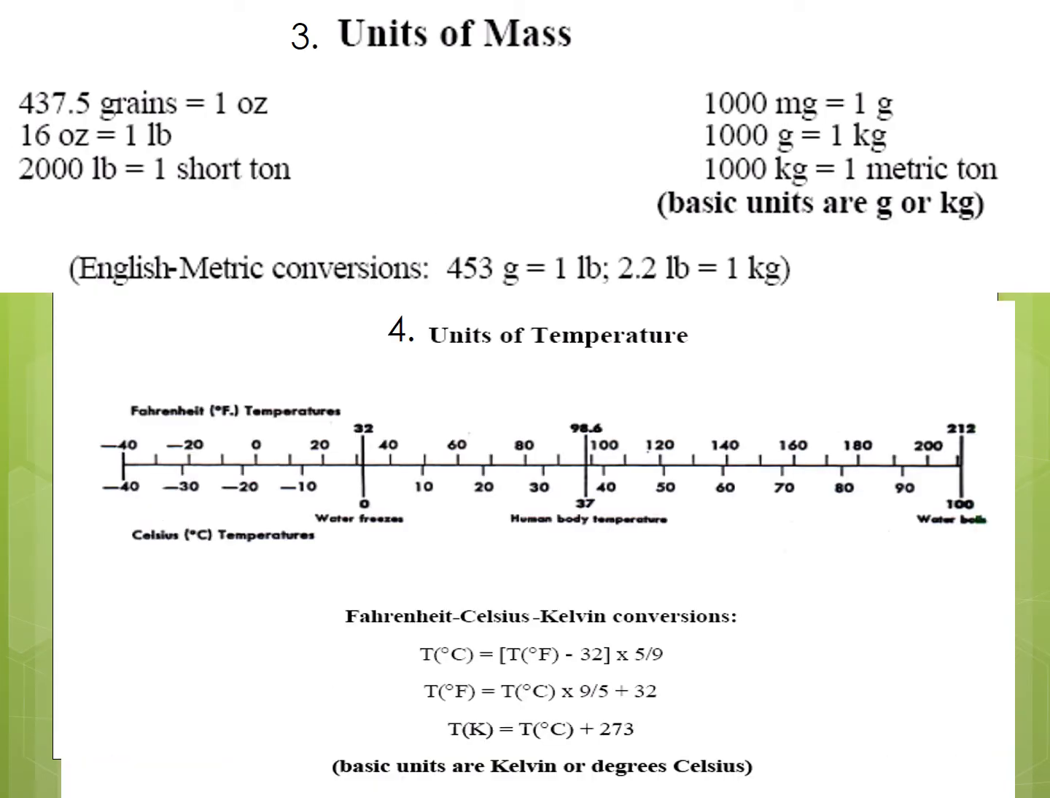Mass is the same deal. 16 ounces is a pound. A short ton was 2,000 pounds. A metric ton is different. It's 1,000 kilograms. But again, you can see the metric unit is very simplified with base 10.